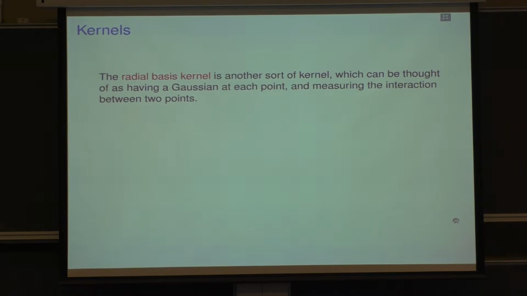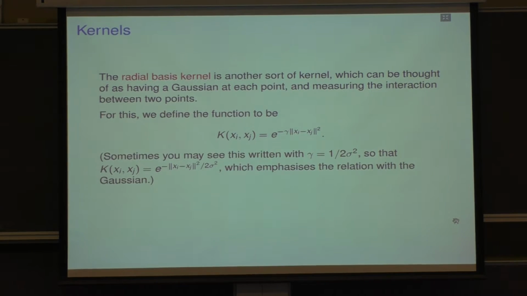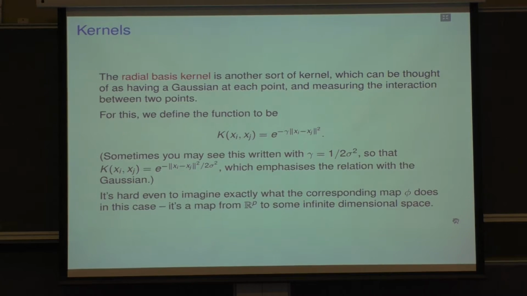So maybe the kernel that's most often used in practice is known as the radial basis kernel. You can think of this as having a Gaussian at every point, measuring how far apart they are using a Gaussian function and how the two Gaussians are interacting in some sense. So here we define a kernel like this, e to the minus gamma times the magnitude of xi minus xj all squared. And you can see this written in other ways as well.